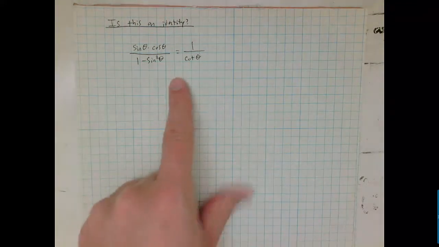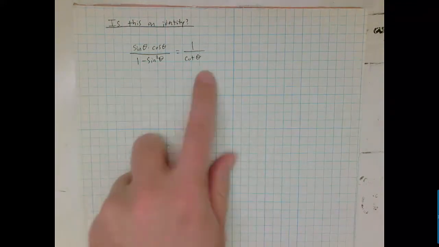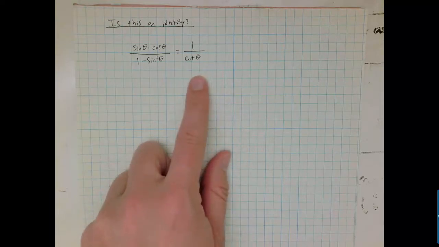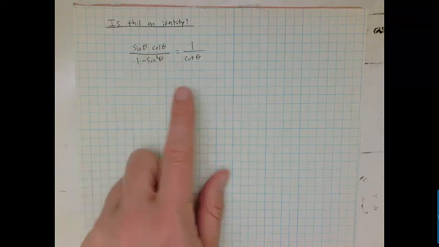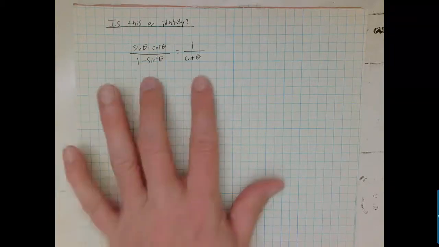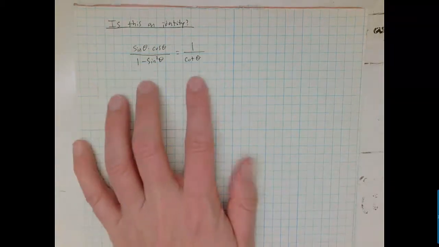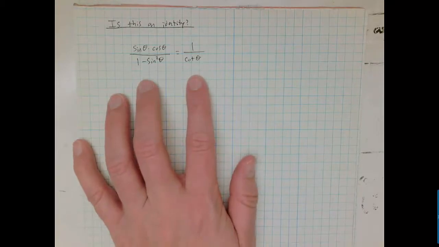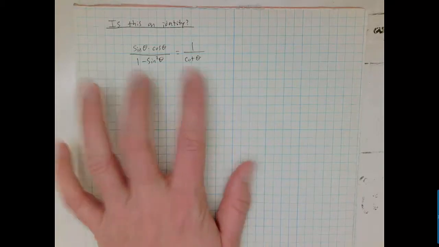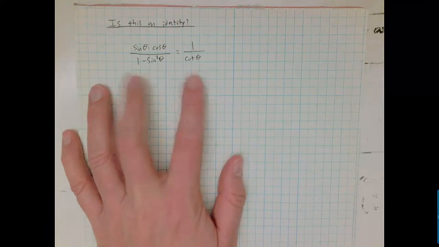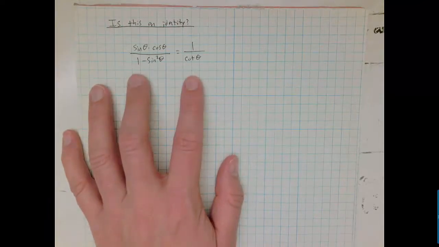Is this an identity? In other words, is the left-hand side always equal to the right-hand side? Well, one thing you could do is try and plug in some values of theta, and if you find a value of theta where the two sides are different, you know it can't be an identity. But if you do plug in a value of theta and both sides come out to be the same, how do you really know it works for all values of theta? Maybe you just chose one that was special that just happened to work.